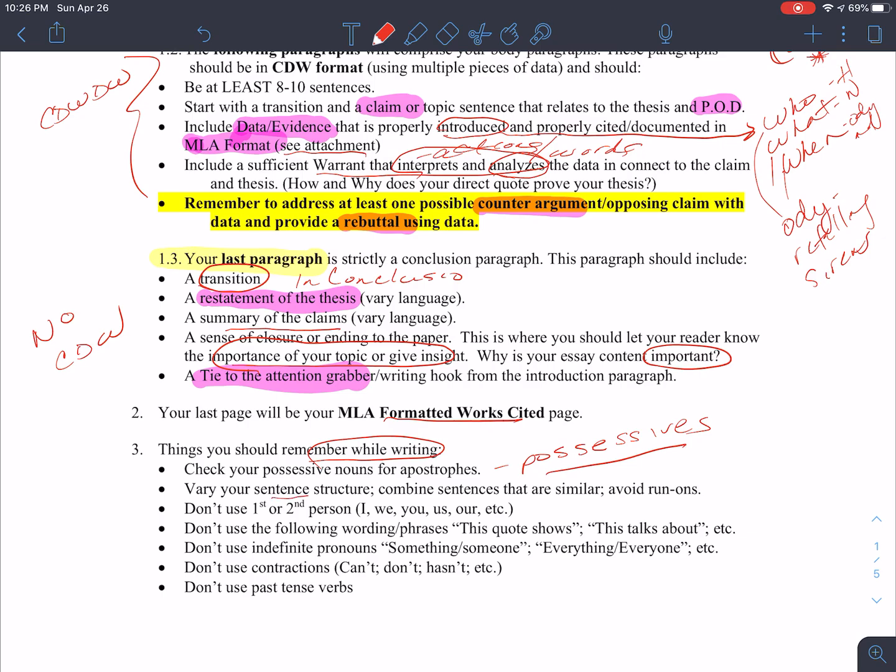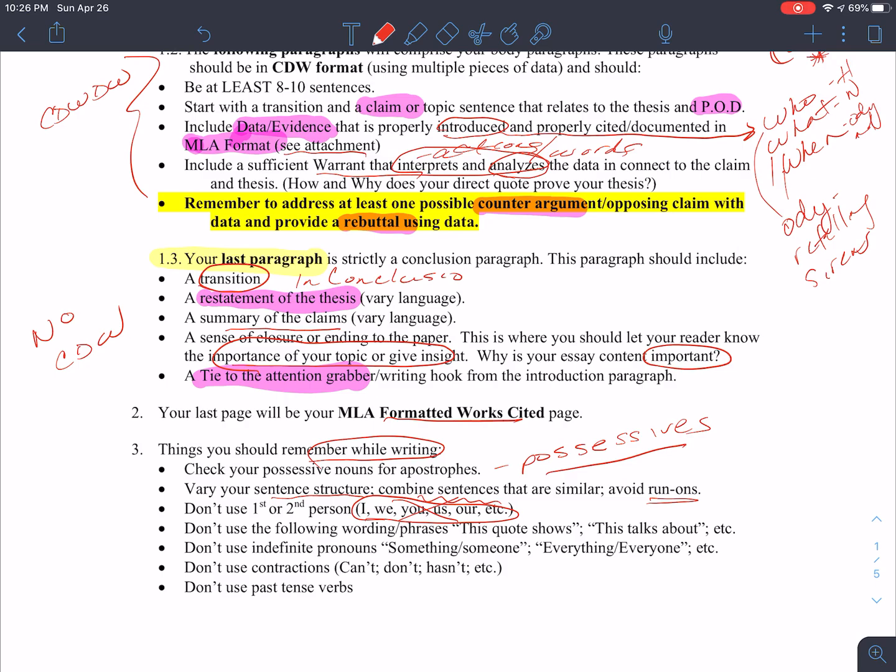Vary your sentence structure, right? Try to avoid run-ons and fragments. Combine sentences when you feel like you're repeating yourself and repeating terms. Avoid these first and second pronouns like the plague. You shouldn't have those in your paper. The intro and conclusion paragraphs are usually exempt from that, but try to avoid it at all costs if you can.